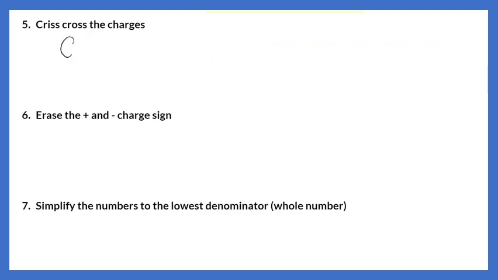So we have so far written Ca +2, PO4 -3. Step 5 says to crisscross the charges. So that 3 will come to the bottom of the Ca, the calcium.